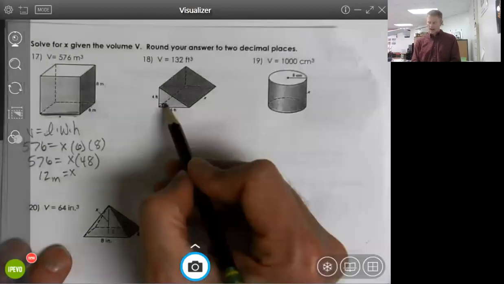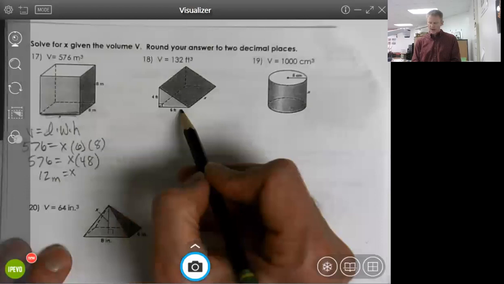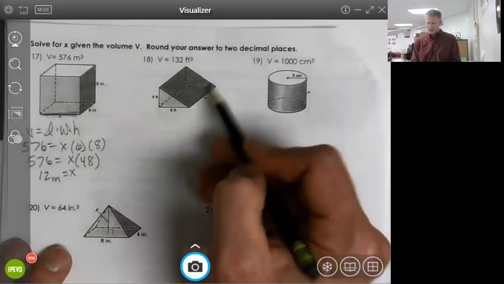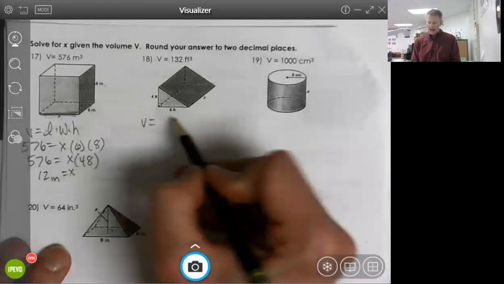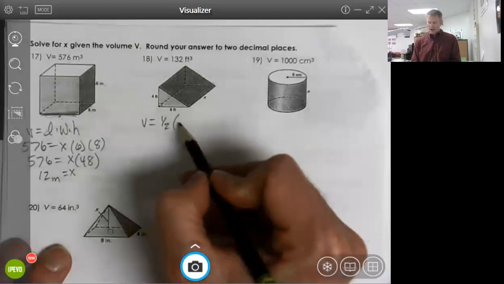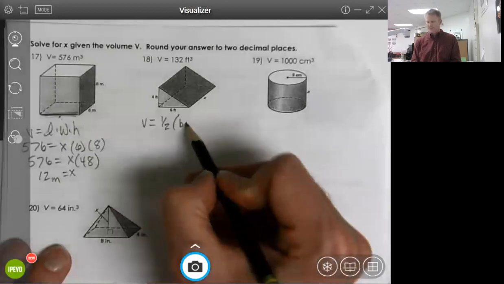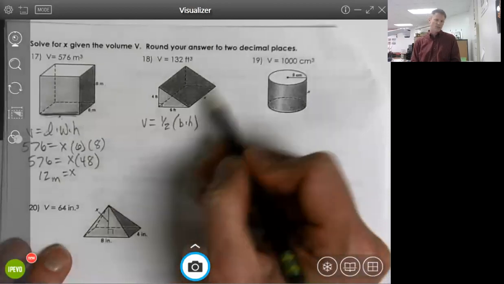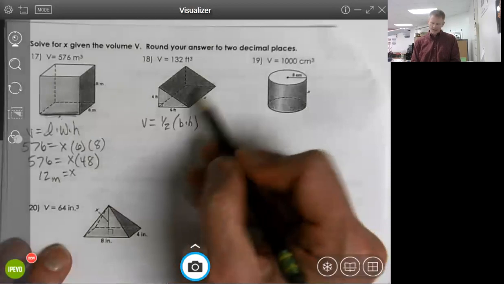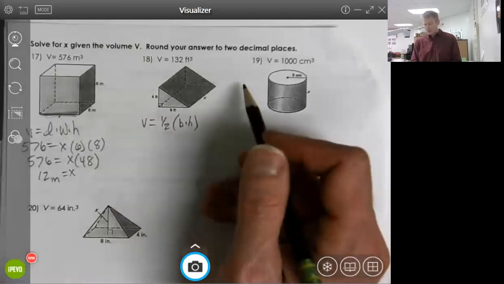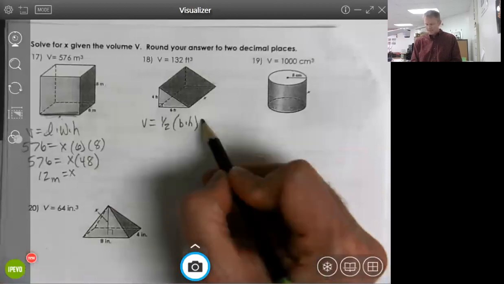Here we have our triangle. So we're going to have to find the area of the triangle, but then calculate what the distance is in between. We know the volume is going to be half the triangle area, which is base times height, times the distance between the two bases, which is often called height, and that gets a little confusing, but that's going to be our x.